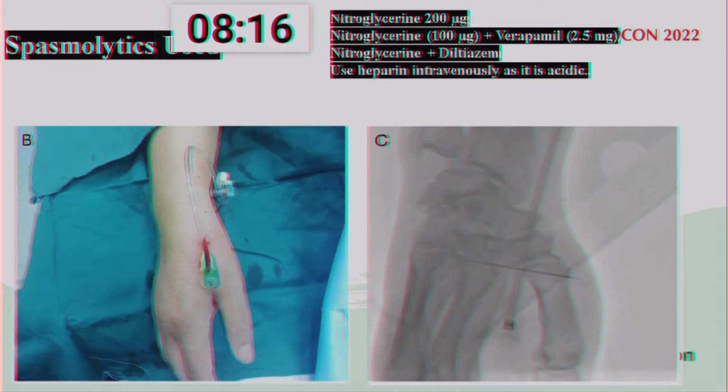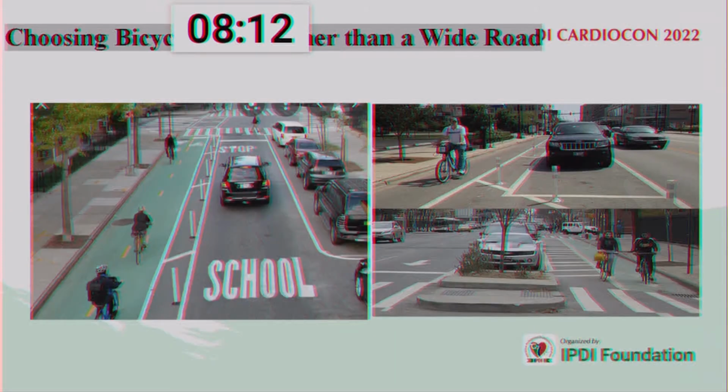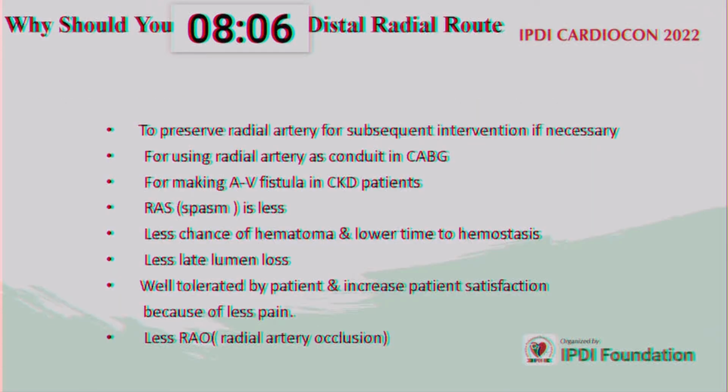And this is the radial sheath introduced into the dorsal radial artery in the anatomical snuff box, and this is the reason why we should go to this side branch. This is the important point: to preserve the radial artery for subsequent intervention if necessary, for using the radial artery as a conduit for CABG, and for making the arteriovenous fistula in CKD patients.